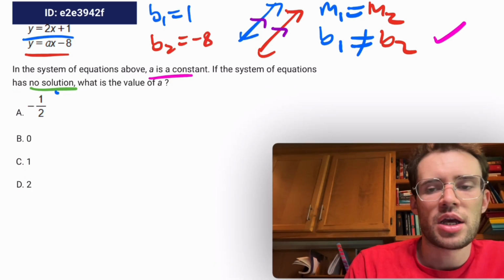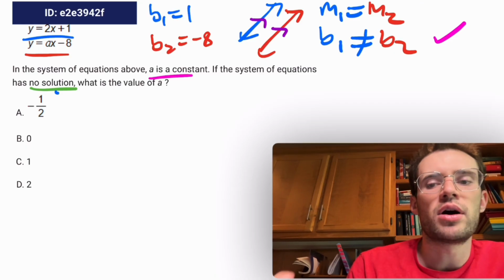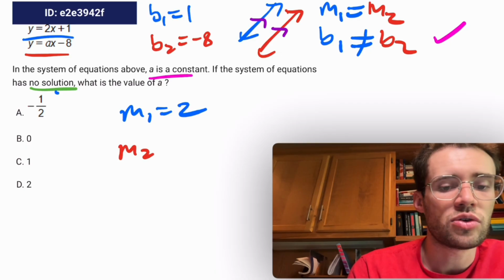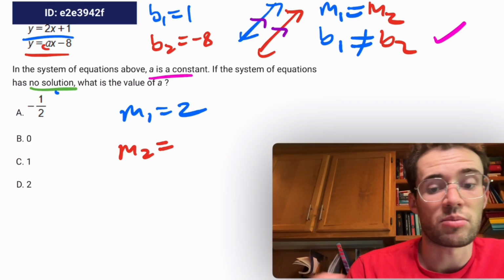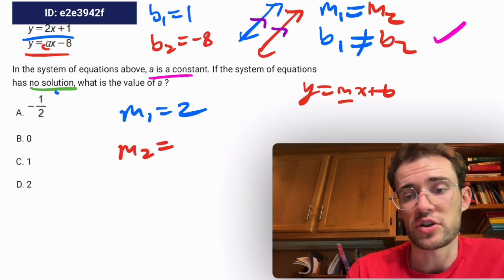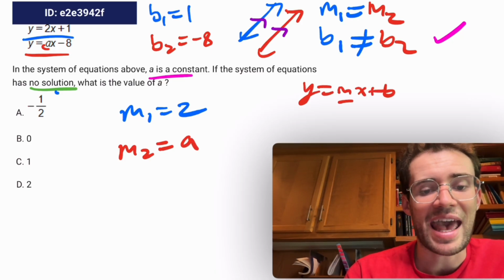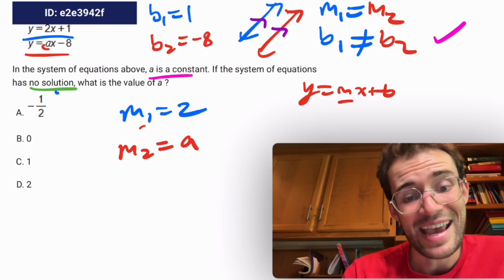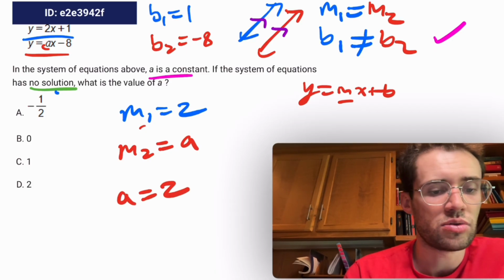That part checks out. Now for the other criterion, we need m1 to be equal to m2. So m1 is equal to 2. m2 is our a value, right? It's just the coefficient that you're multiplying x by, in y equals mx plus b form, the coefficient in front of x. So m2 is a. If we want m1 to be the same as m2, and m2 is a, then a needs to be 2, right? So a is equal to 2.